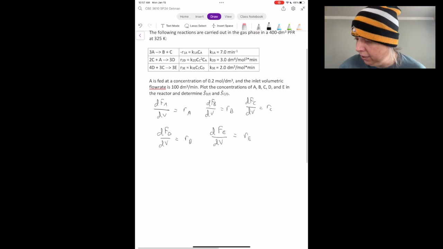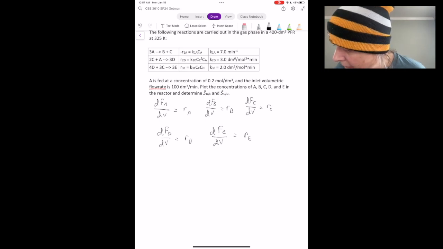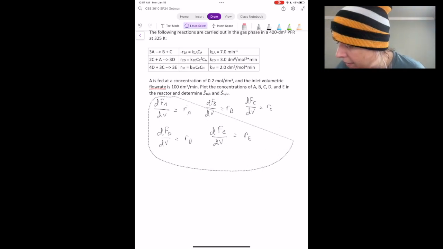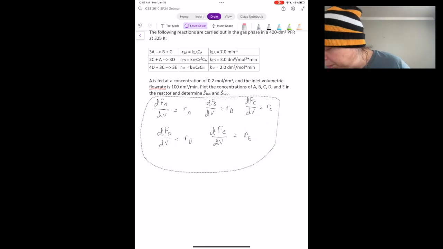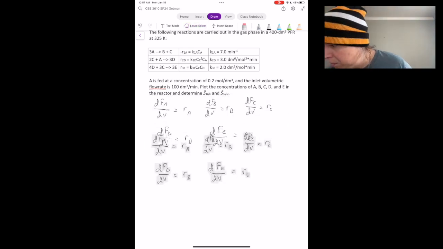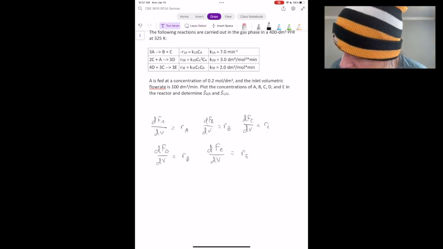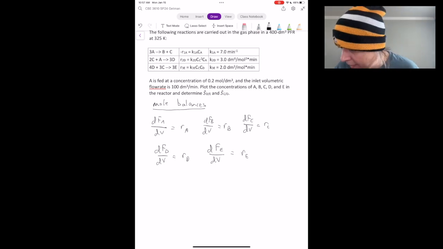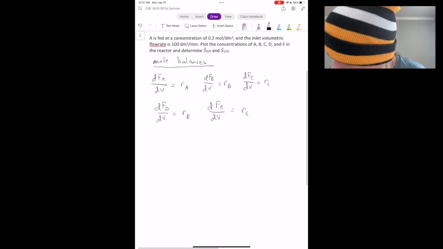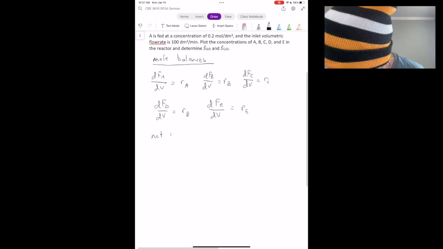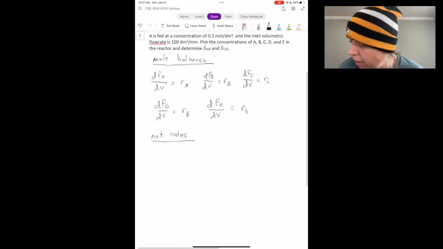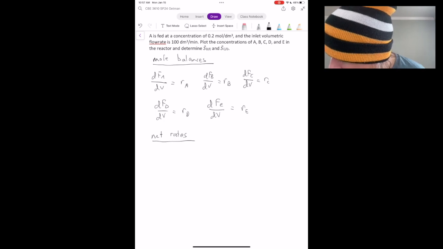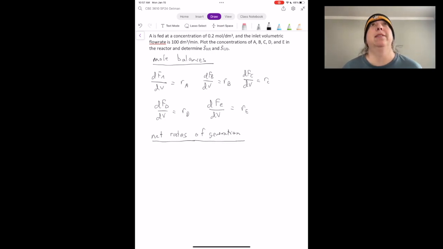Okay, so now let's do the net rates. And in fact, I'm going to neaten up this solution a little bit. I'm going to say mole balances. And so then all of these rates are net rates. So now I'm going to write expressions for net rates of each species. And specifically, these are net rates of generation. And that's because that's what I've written in the mole balances. The mole balances are all the net rates of generation.